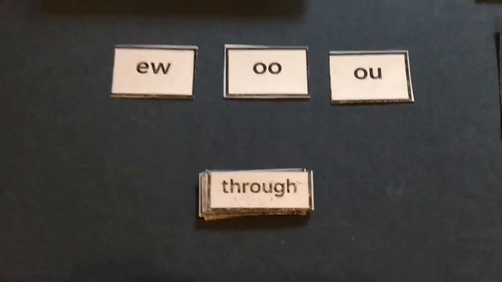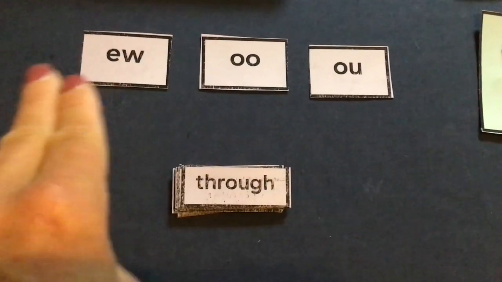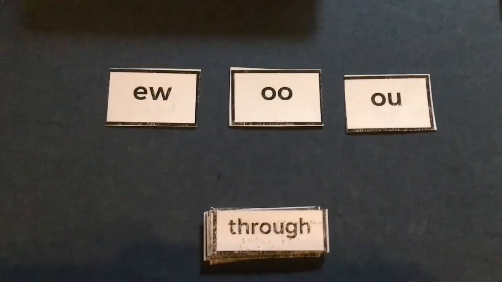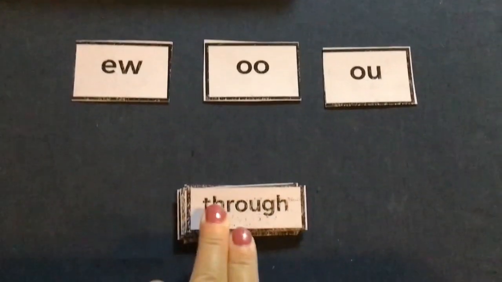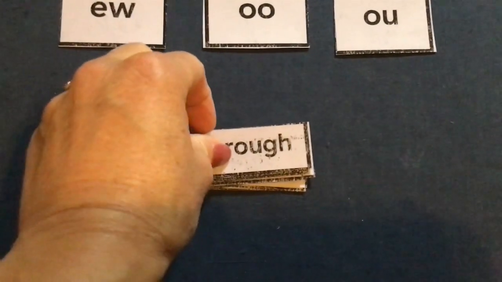Now we're going to do a read and sort to review the different graphemes that make the sound ooh. We have EW, OO, and OU. You'll read the word and then put it into a story. So I could say through. I was playing soccer and I said through, pass the ball through. And then I'll sort it under the OU pattern.